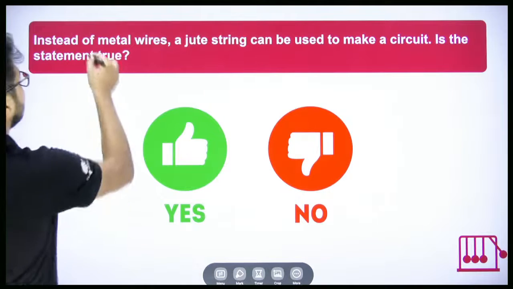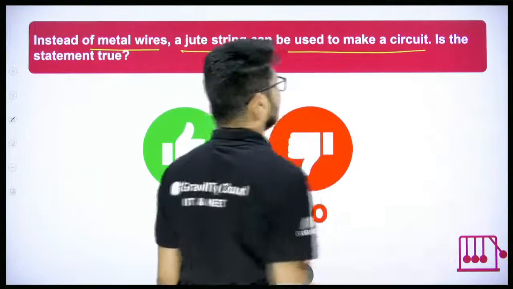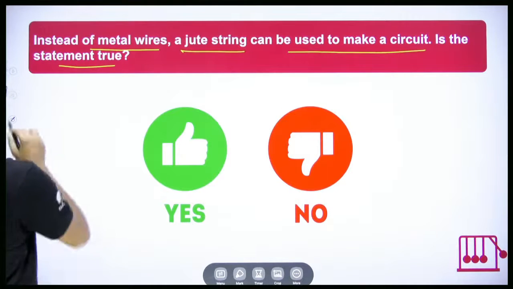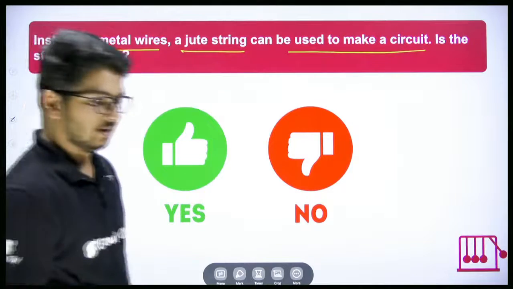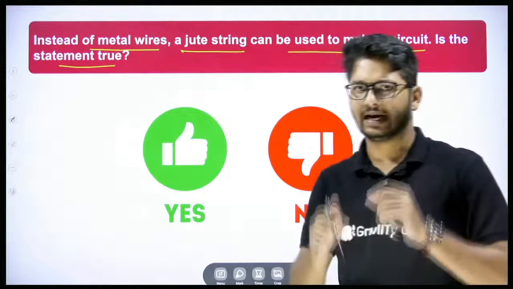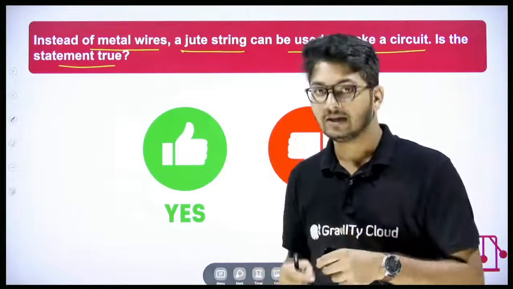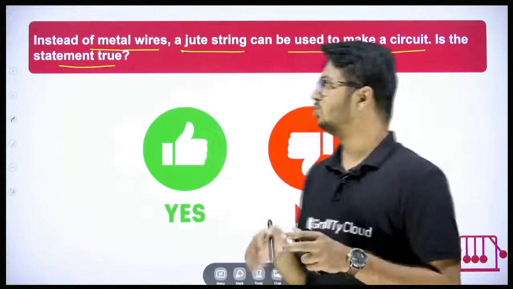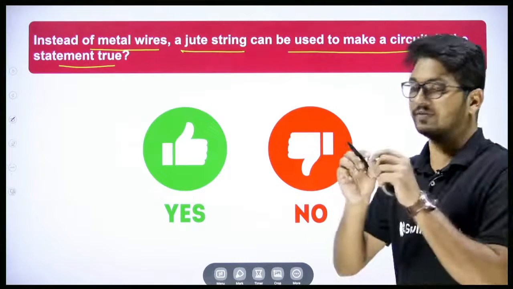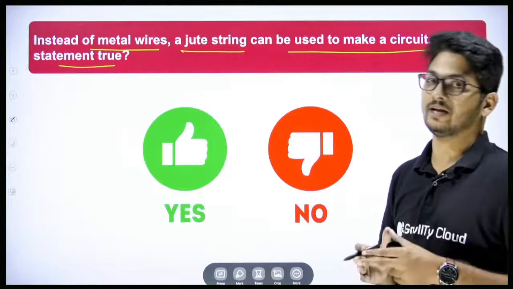Instead of metal wires, a jute string can be used to make a circuit. Is the statement true? Yes or no? What do you think? Can a jute string be used? Now, jute string is mainly found in villages, that brown colored thread. Even for festivals, we use it to sew together, right? So, can jute string be used to make a circuit, instead of copper wires?